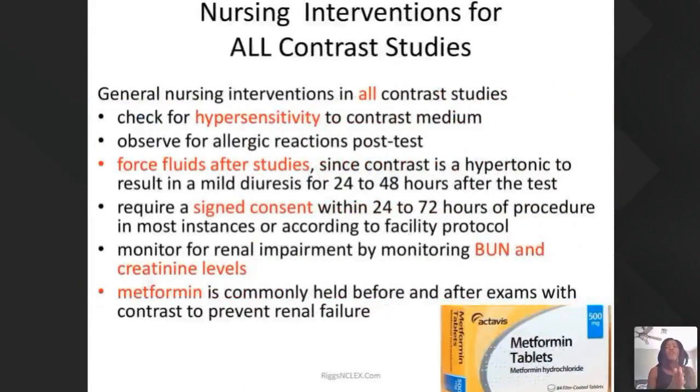All right. So nursing interventions for all diagnostic tests that use a contrast. So all of them. Number one, I'm going to check for hypersensitivity, because if you're allergic to it, I have a problem. Number two, I'm going to force fluids post. I need to get it out of you. Number three, don't forget to get a consent. Number four, I'm going to do a BUN and a creatinine, because what goes in needs to come out. And I'm also going to assess, especially if you're diabetic, your diabetics are special.